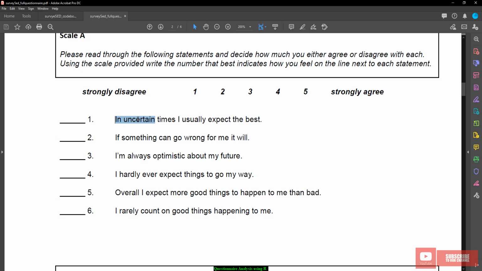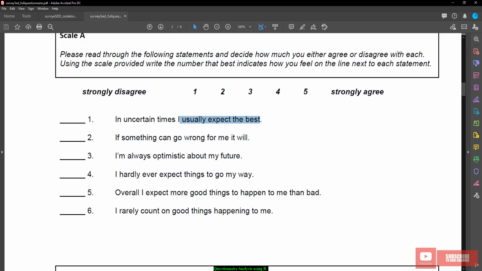So the first question: in uncertain times, I usually expect the best. If this section is measuring optimism, we want to see whether the person is optimistic or pessimistic, either having a lot of self-confidence or little self-confidence. So if that person is an optimistic person, it means they have a lot of confidence. So in uncertain times, I usually expect the best. What do you expect that respondent will fill in? 1, 2, 3, 4 or 5?